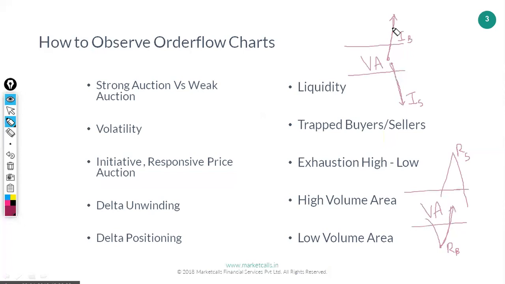Whereas in market profile, as of now, I don't come across any trading strategies based upon initiative or responsive based trading strategies. It's a good to know concept in market profile.